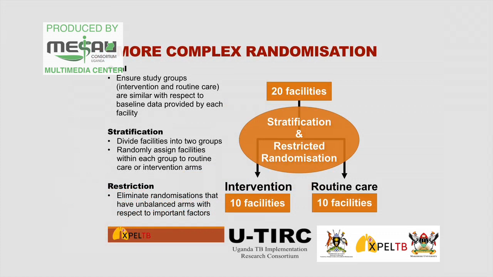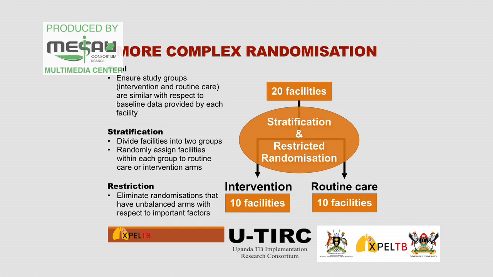The more complex approach to randomization is an approach which we commonly use in cluster randomized trials. It's nothing unusual; it's an approach that I've used many times when we've conducted a cluster randomized trial. What this complex approach is attempting to do is ensure that the study groups, the intervention and the routine care arms, are similar with respect to really important baseline data provided by each of you, each of the facilities. So the real goal is to try and make sure they're as similar as possible. And there are two components to this more complex randomization.